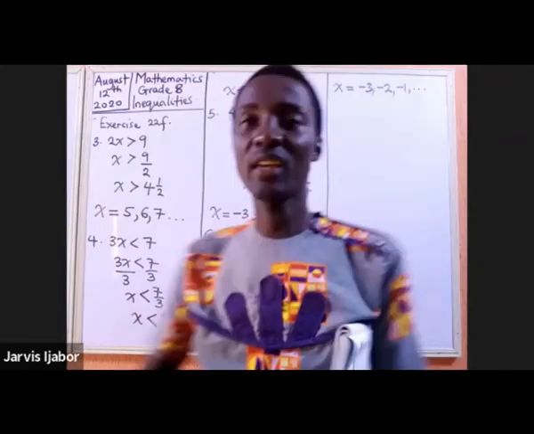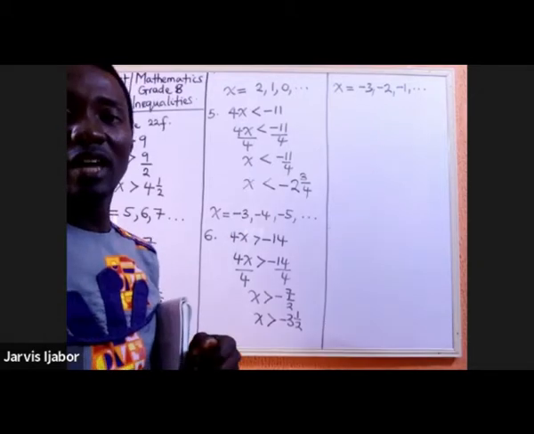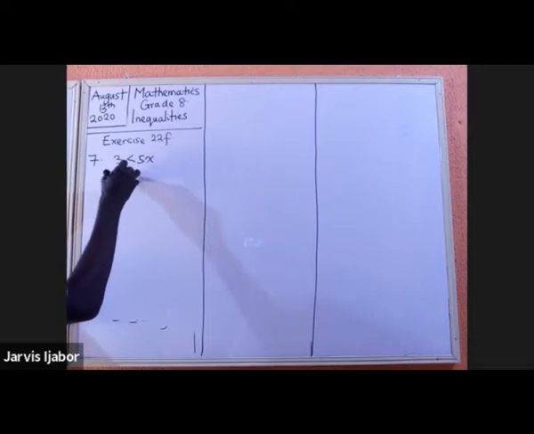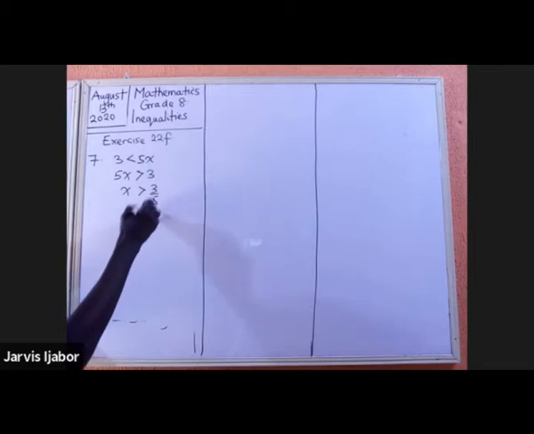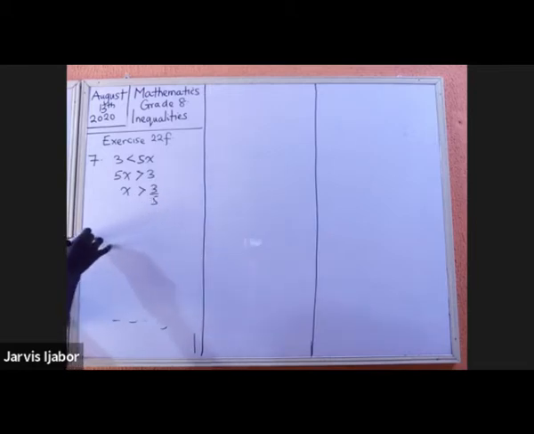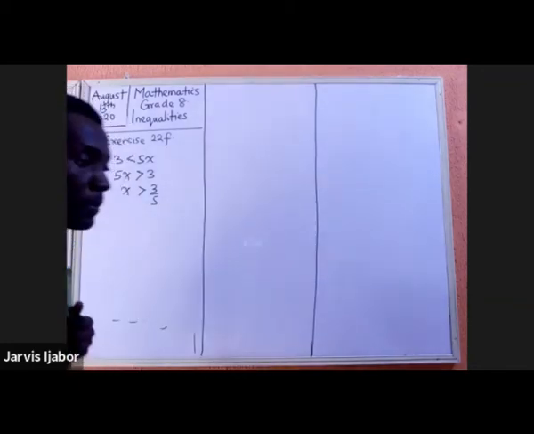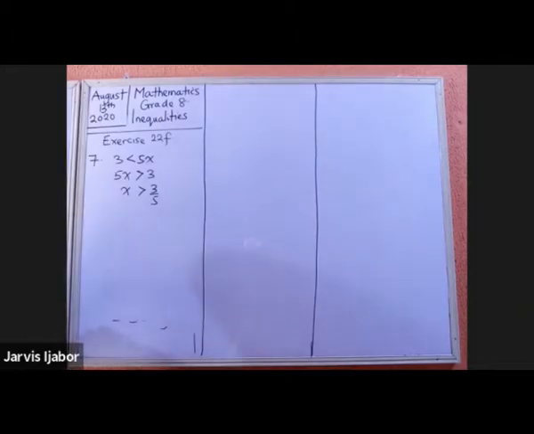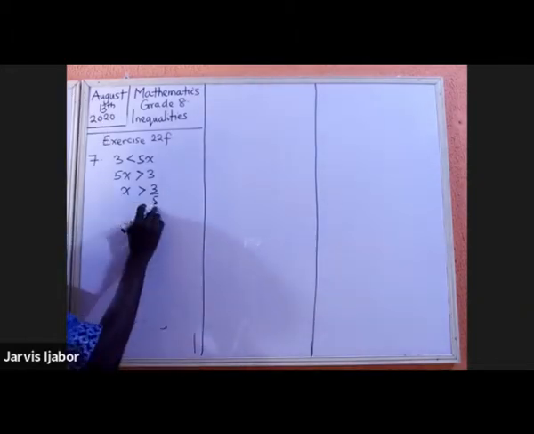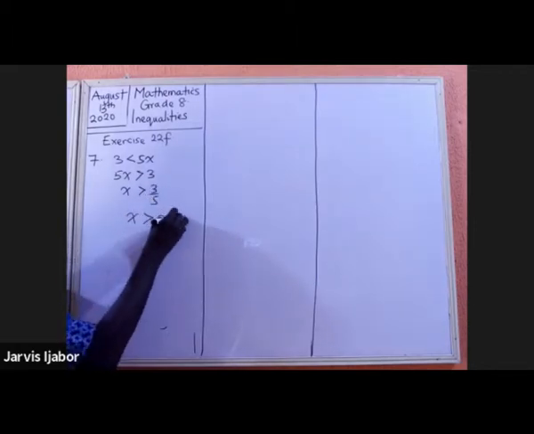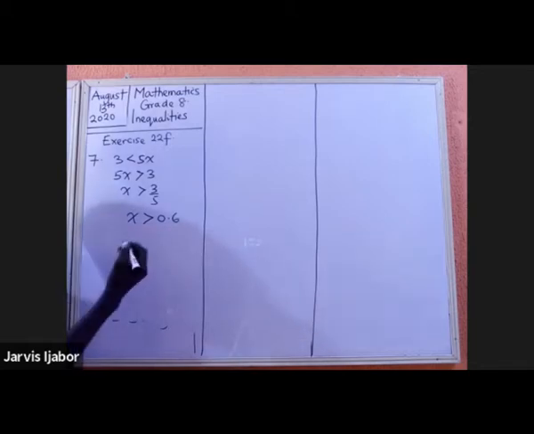So I'm going to pause again, and that would have added an idea for some persons. Then 5x will be greater than 3. X will now be greater than 3 over 5, which means that if I draw my number line, that's what I'm asked to do. We said I should state the integer. Now, x is greater than 3 over 5. I will advise you to convert to decimal. This will be 0.6.